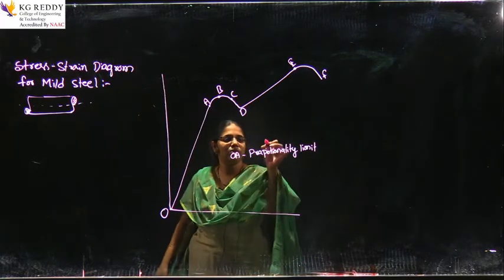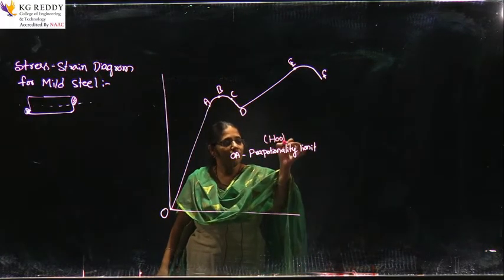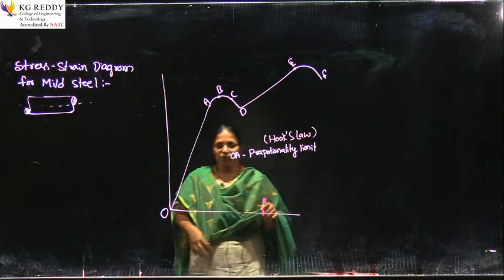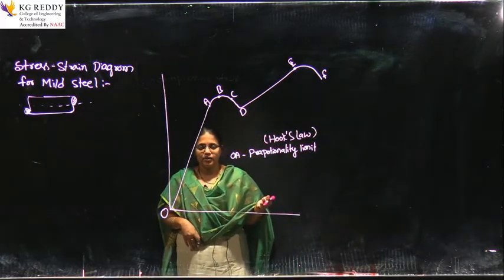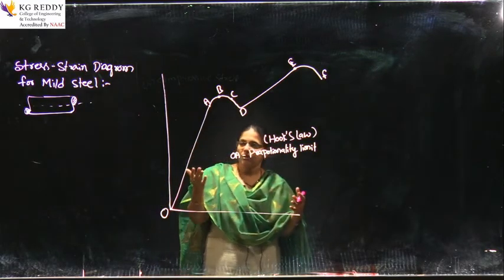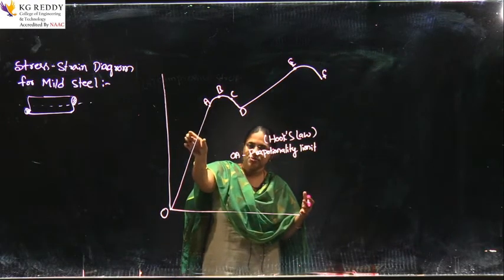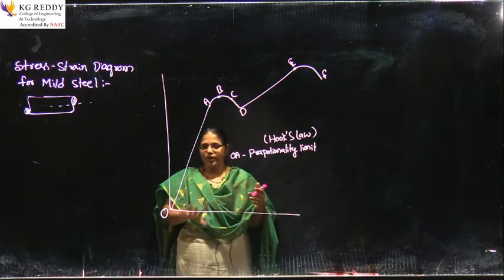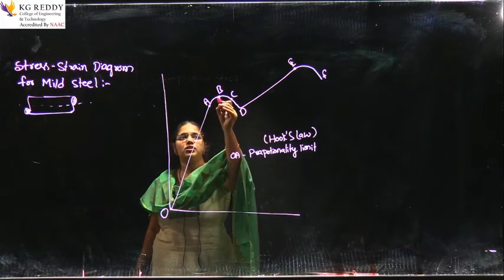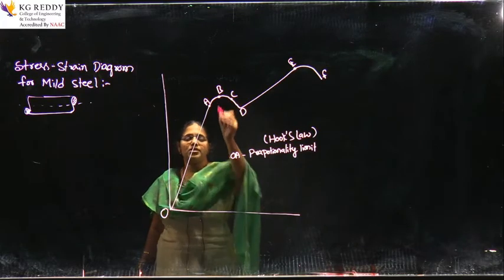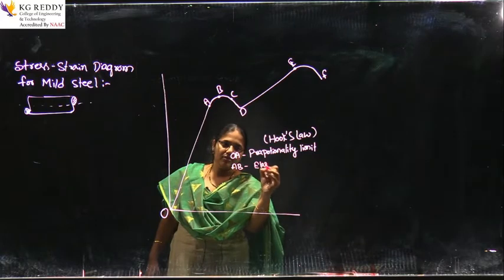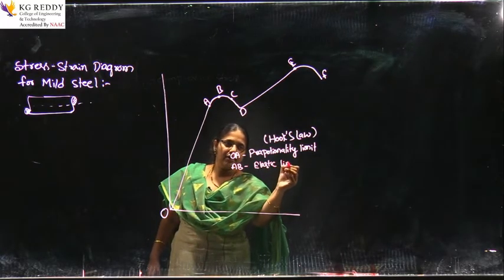Then what is meant by Hooke's law? Hooke's law states that the stress is directly proportional to the strain within the elastic limit. Then after that I have increased the load, so the point A has reached the point B. That means this point A to B is called the elastic limit.